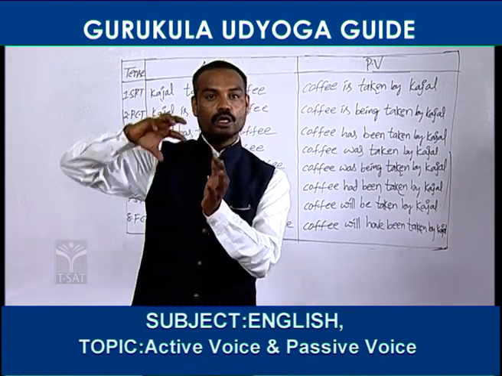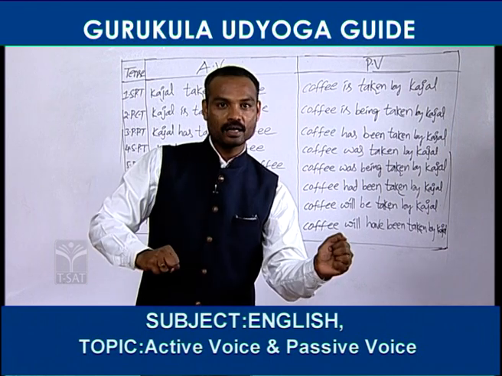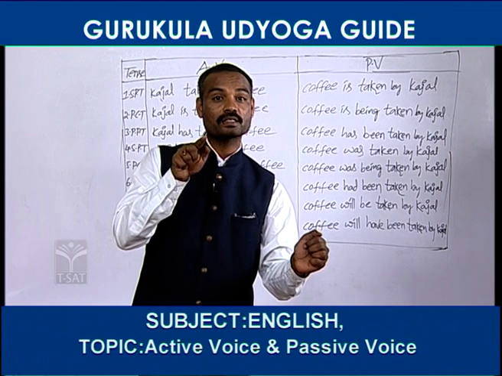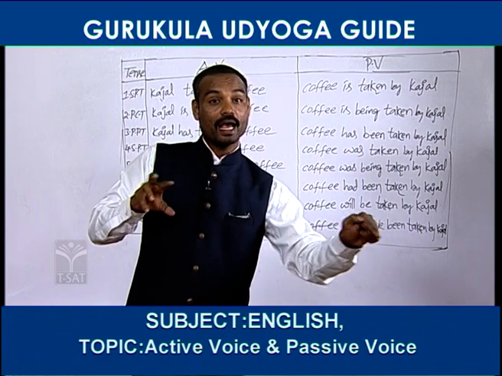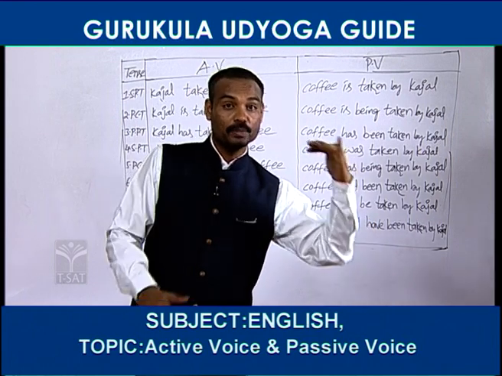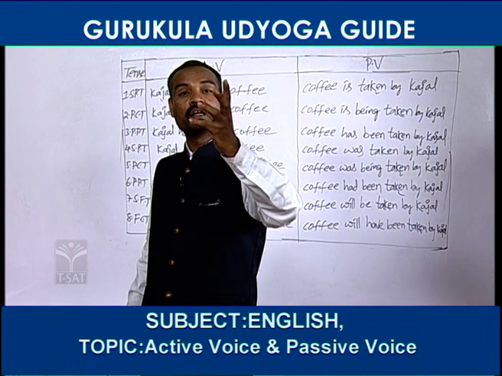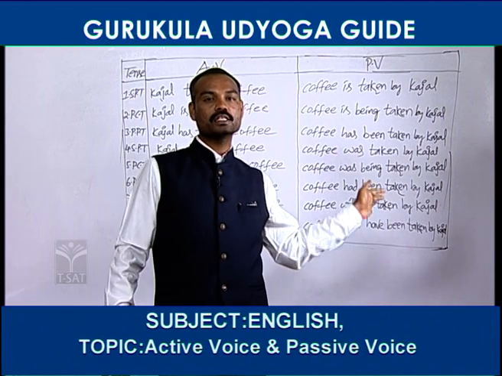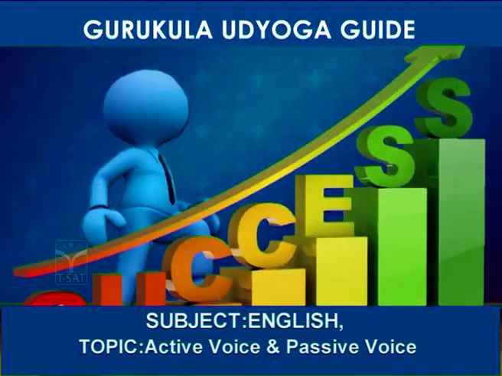Books have been or has been? Books plural. I have already told you, whenever the active voice contains a plural object, have should be taken. Books have been taken by Brahmanandam. My books have been taken by Brahmanandam. That is an example for plural.